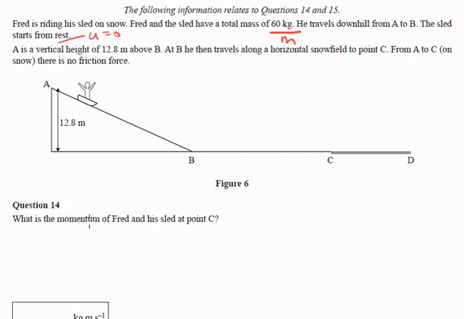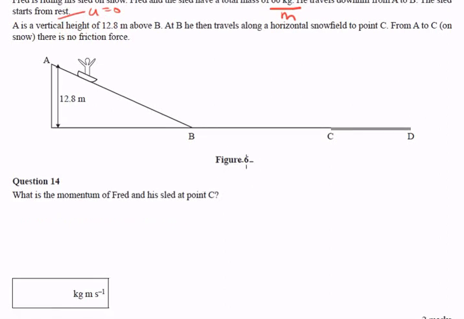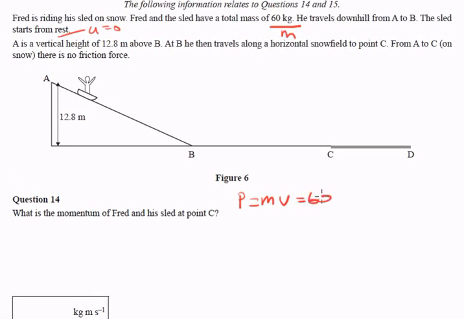And the first question is, what's the momentum of Fred and the sled at point C? Well, obviously momentum is P equals mv. His mass is 60 kgs times, what's his velocity? Well, we don't have it. We know up here his velocity was 0 to start with, but he's got faster and faster. We don't know what his velocity is, so we need to find that out.